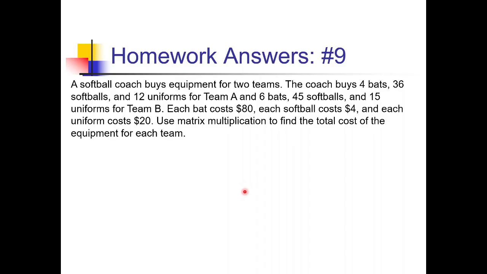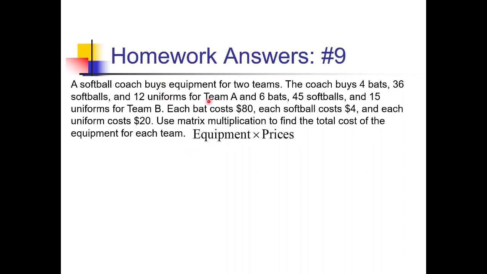So our 2 matrices we're going to set up. To get the total cost of equipment, we need to basically talk about the amount of equipment bought times the prices of each type of equipment. So we have equipment times prices. So we're going to set up one matrix for the equipment and another for the prices. So just to organize our data in one matrix, I'm going to have 2 rows, one for team A, one for team B, and in each row I'm just going to list out the amount of each type of equipment, and I'm going to have columns for those. So one column for bats, one for softballs, one for uniforms.